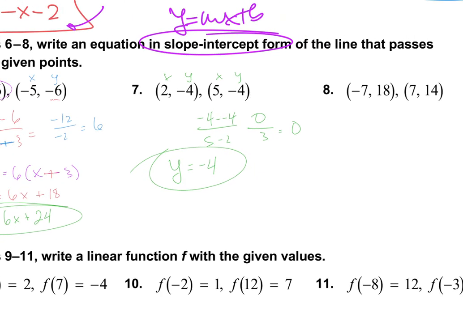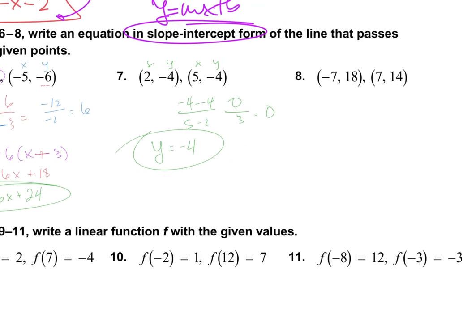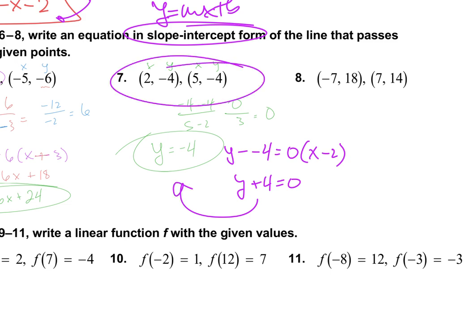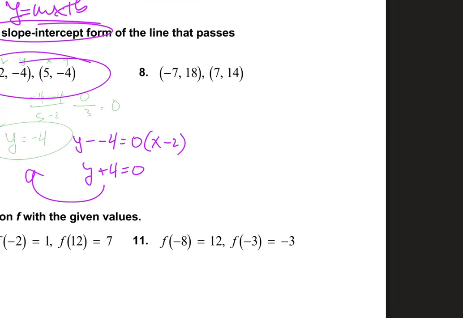And if you're like, wait, what? Could you actually do the math, guy? Yeah. Y minus negative 4 equals 0 times x minus 2. That's y plus 4 equals 0. Y equals negative 4. And if you were to plot this, you would see that it's like this. 1, 2, 3, 4. You have 1 point here, 1 point here. It's just a horizontal line.